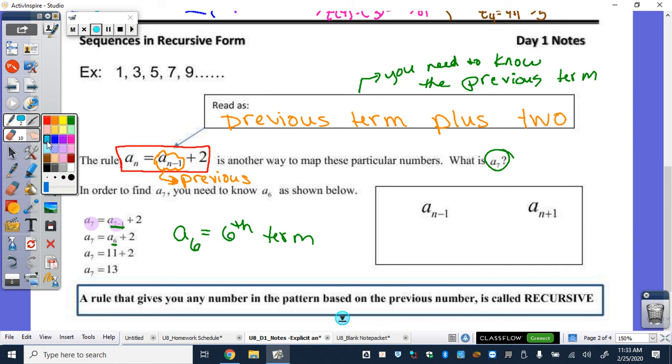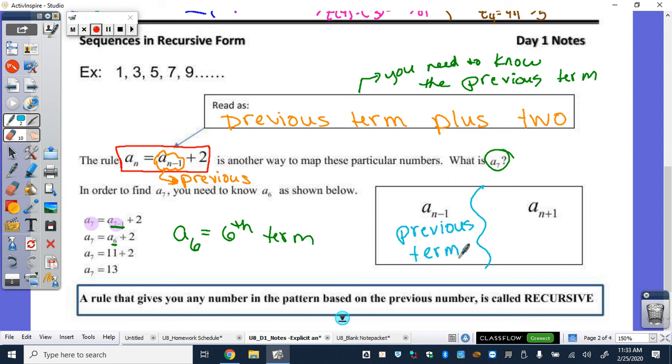Again, the main thing to remember with recursive is that a sub n minus 1 is our notation that means previous term. If they are writing it in function notation, it would be f of n minus 1. That's how we know they're referring to the previous term. And as we said on the front, if you see n plus 1, that means they're referring to the next term. In function notation, that would be f of n plus 1.